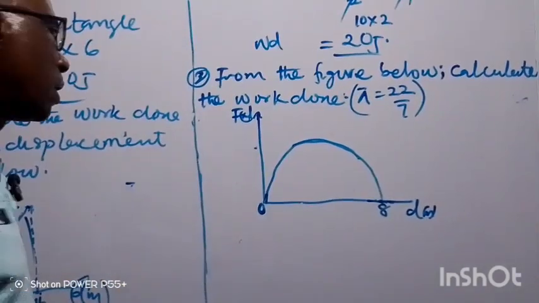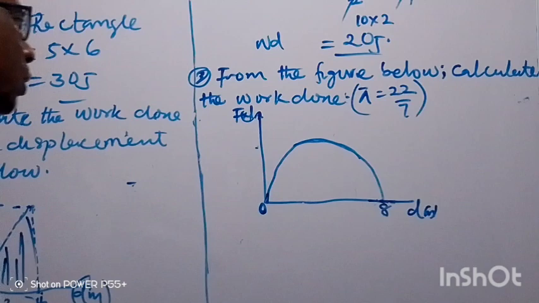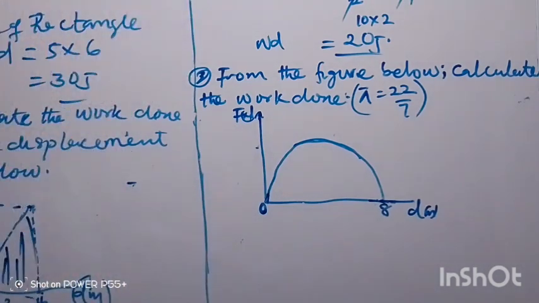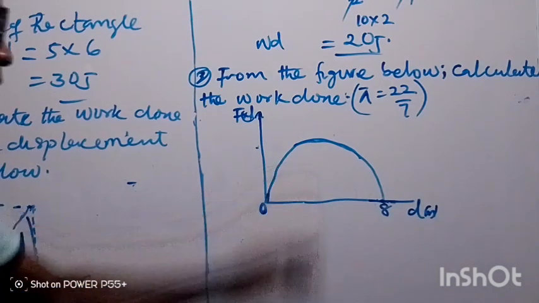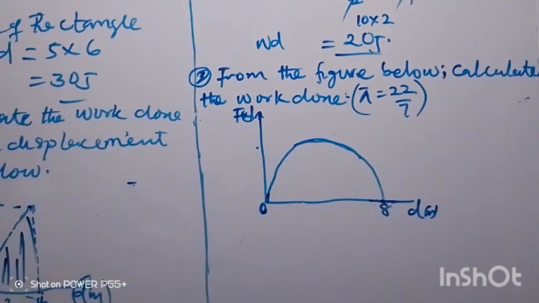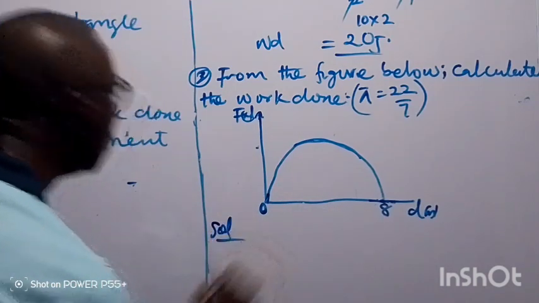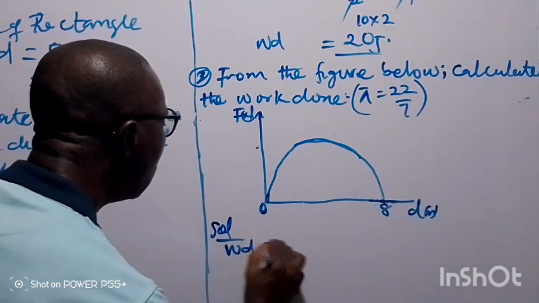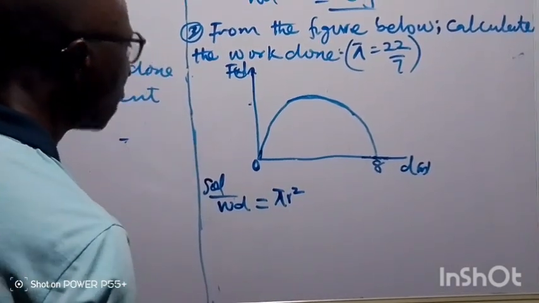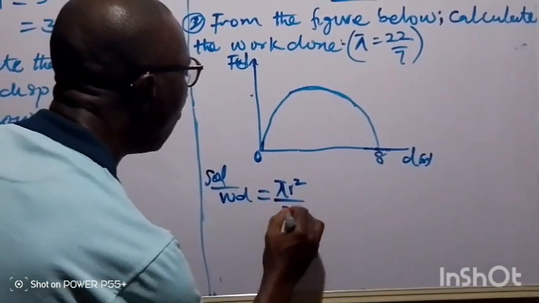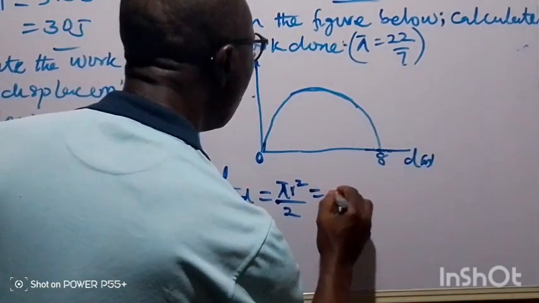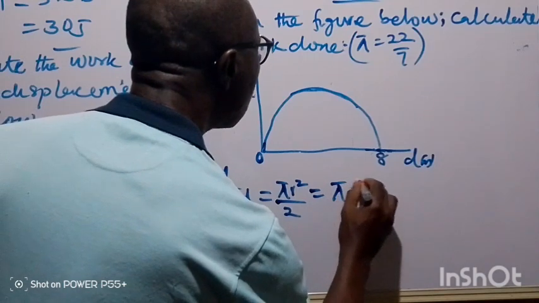Let's take this one as example 3. From the figure below, calculate the work done. Pi is equal to 22/7. Now, since pi is given, if you look at this figure very well, it means this figure is half of a circle. And once this is half of a circle, the solution will give us work done is equal to pi r square, that's the area of a circle, over 2, since this is half of a circle. And our r there is, so it will give us pi r square over 2.